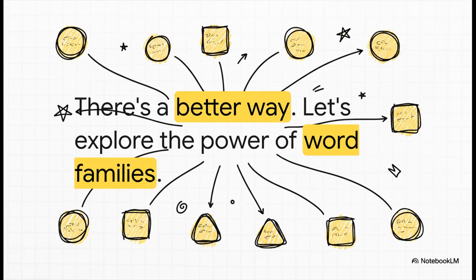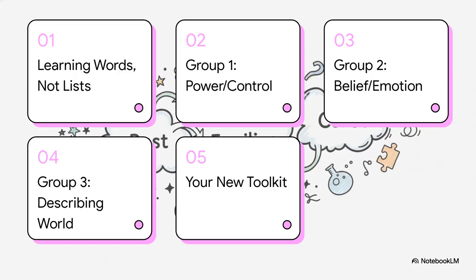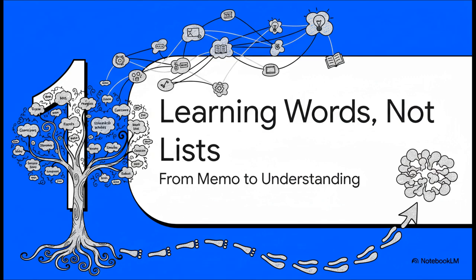We're going to get into the power of word families. This is all about understanding words by looking at their connections, their relatives, you could say, instead of just treating them like lonely islands. So here's our game plan. First, we'll talk about this whole idea of learning words instead of lists. Then we'll jump into 3 different groups of words, one on power, one on feelings, and one for describing things. And we'll wrap it all up with a new toolkit you can use for literally any word you come across. Okay, so let's get right into it.